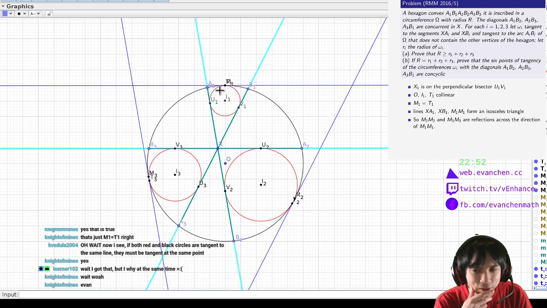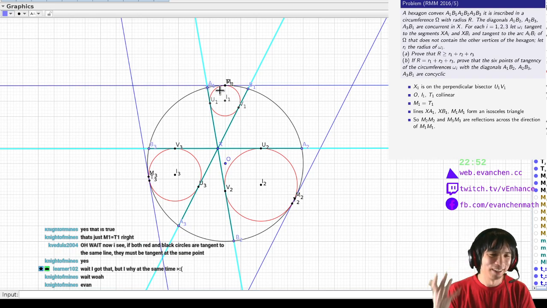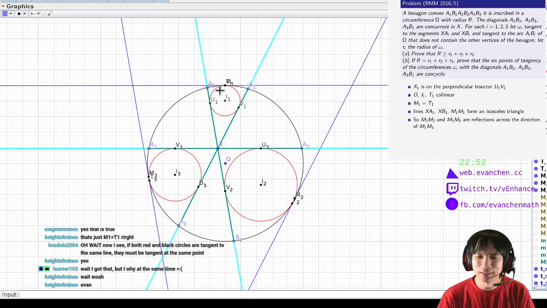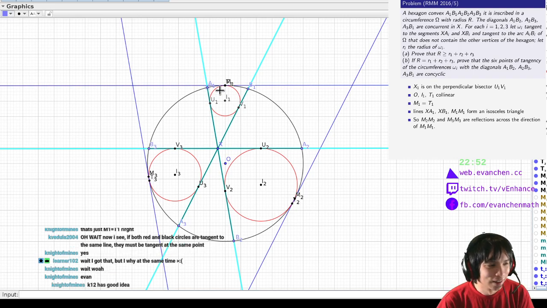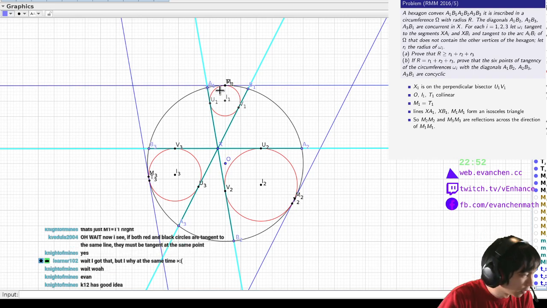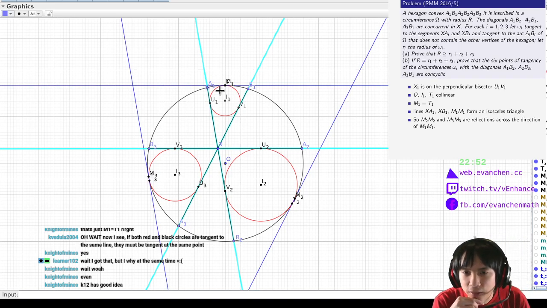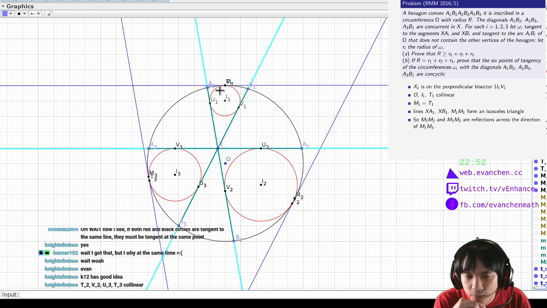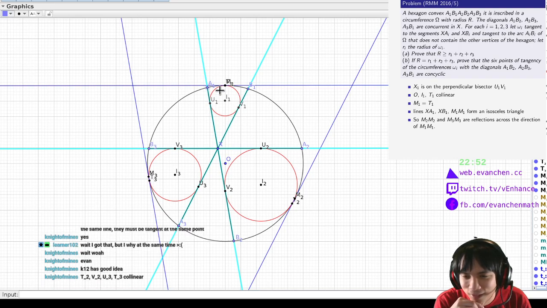Yeah. So what's going on? I know T1 equals M1 and I can't figure out what that implies. What does K12 say? U1 V3 and U2 V1 intersect at T. Oh, yeah, okay. Yeah, that's a true statement.